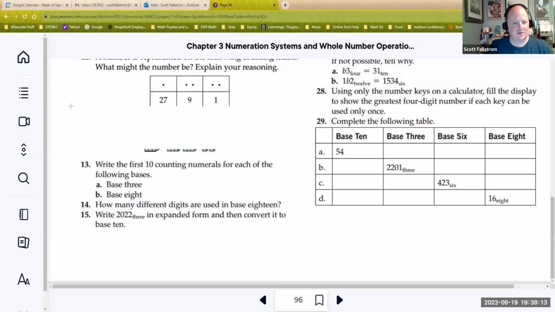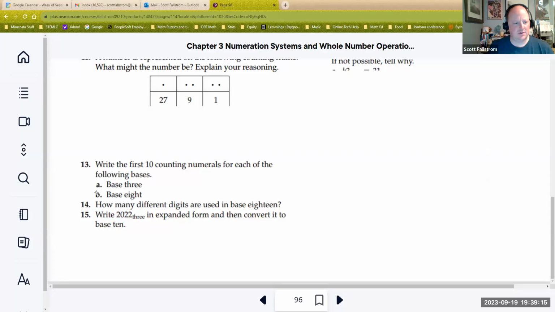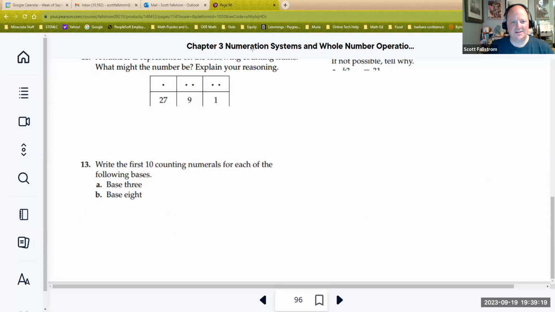So question 13 looks like this. It says, write the first 10 counting numerals. So we need the first 10. If we were counting in base 10, that would look like 1, 2, 3, 4, 5, 6, 7, 8, 9, and 10.